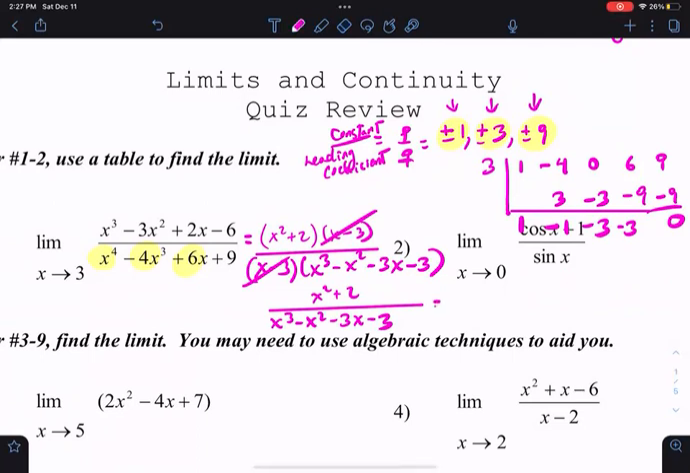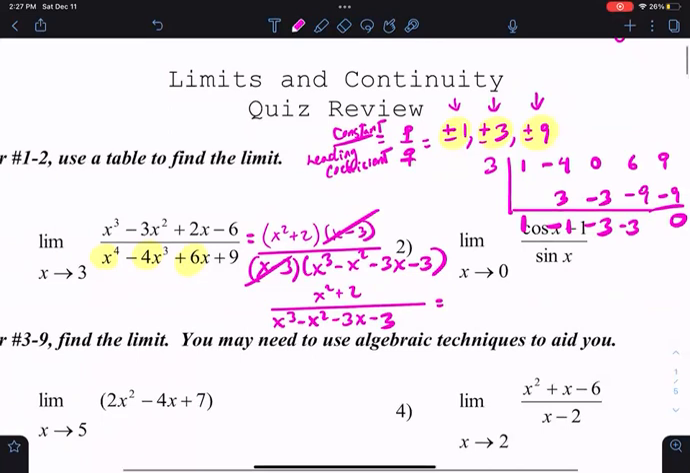okay, you should get, so 3, that's 11, right? And then here you have 27 minus 9 minus 9 minus 3. So that's going to be negative 18, negative 21. So that's going to be 6. So this is the answer. So this is the limit, right?